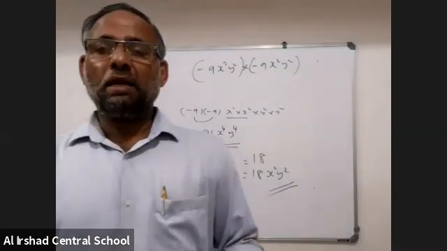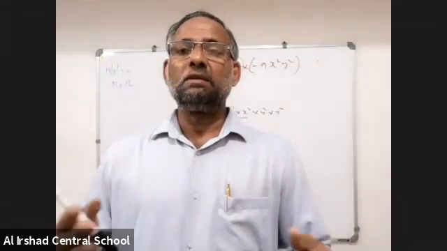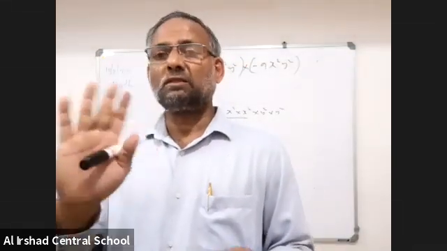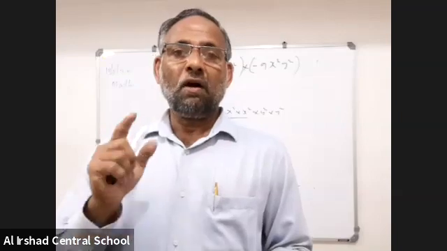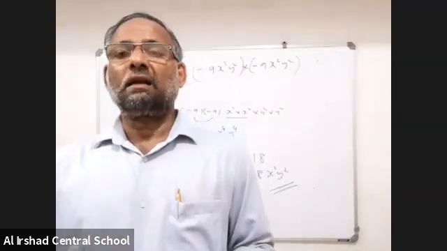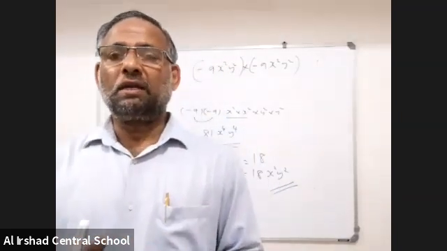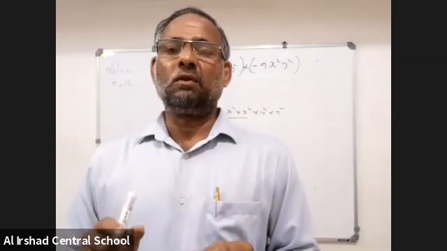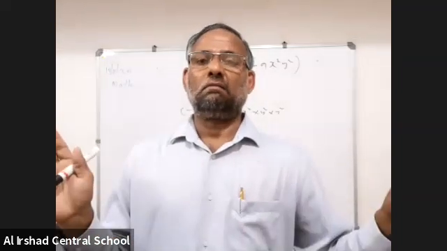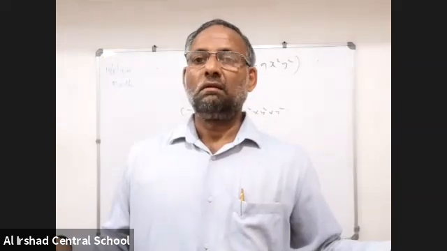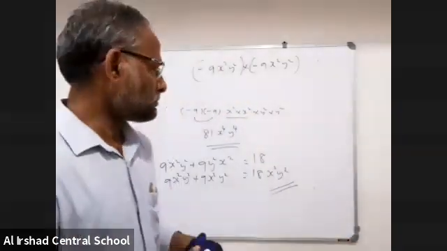5 cars plus 10 cars, that means 15 cars, not 15 cars square. But 5 car into 10 car, that means 5 into 10 cars square. 5 into 10, 50 cars square. I don't know if car square is there, but that is the method.